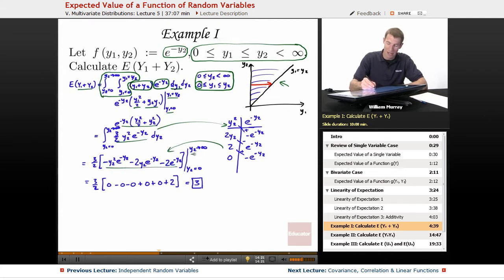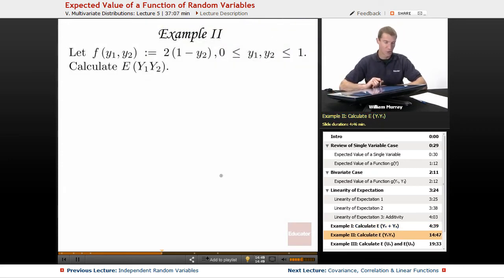Then I plugged in my bounds, 0 and infinity, and the infinity terms all dropped out. That's really showing some L'Hopital's rule there. Well, I didn't show the L'Hopital's rule, but that's kind of what was going on in the background there. So the infinity terms all dropped out, and most of the 0 terms dropped out, but this 0 term gave me a value of 2. And when I multiplied that by 3/2, that's how I got my expected value of 3.